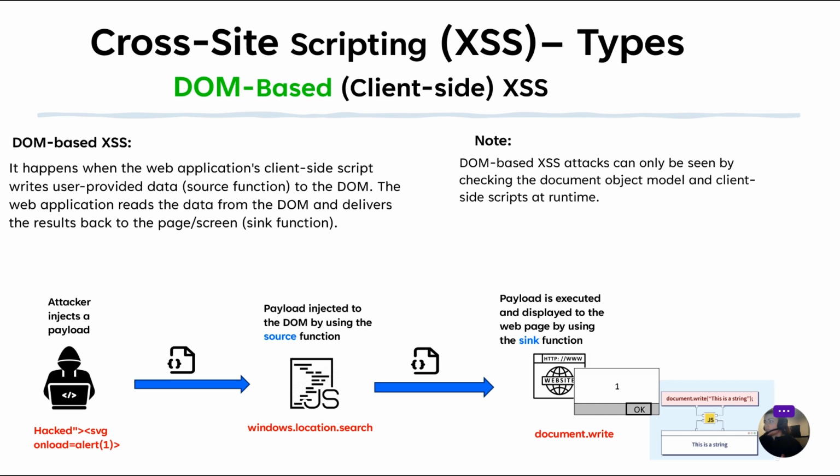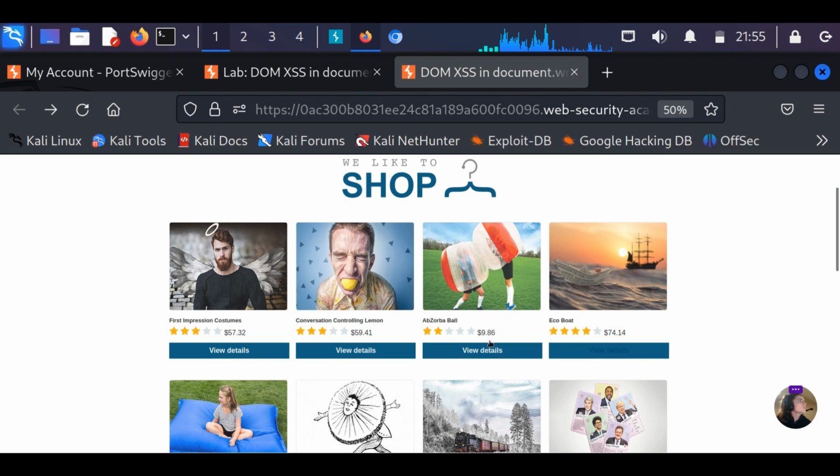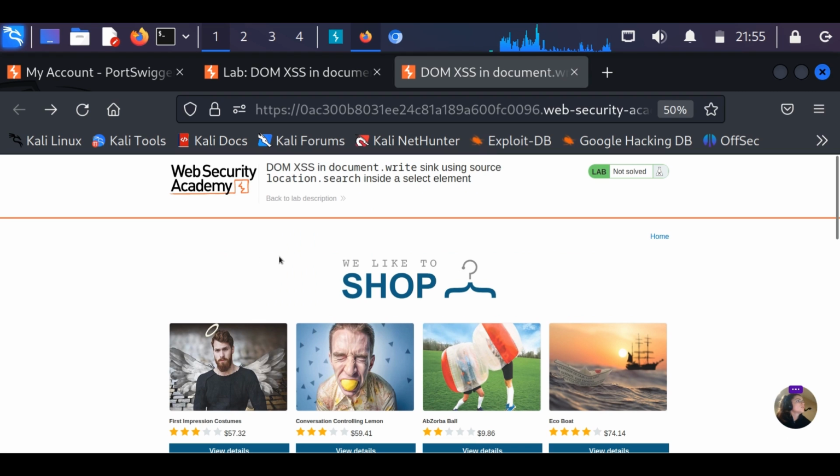Normally, cross-site scripting vulnerabilities allow an attacker to masquerade as a victim user, to carry out any action that the user can perform, and to access any of the user's data. So before seeing the prevention and mitigation, let's see how DOM-based cross-site scripting actually works. Hello, so this is the DOM cross-site scripting lab in document.write sink using source location.search inside a select element.